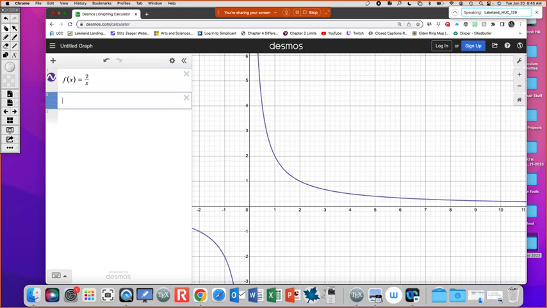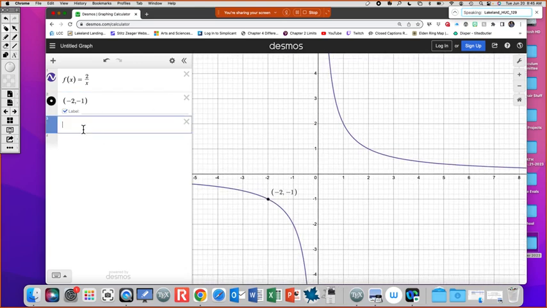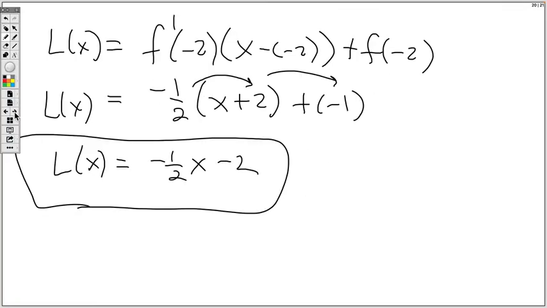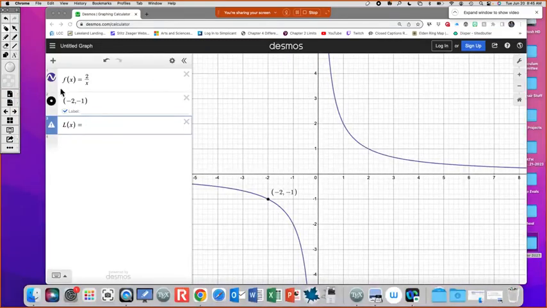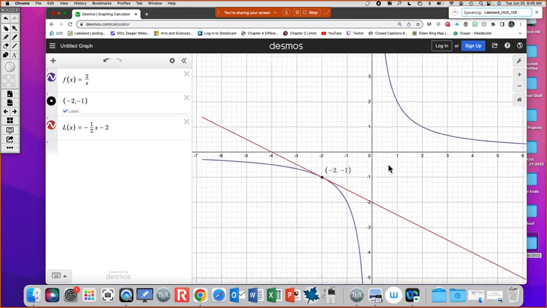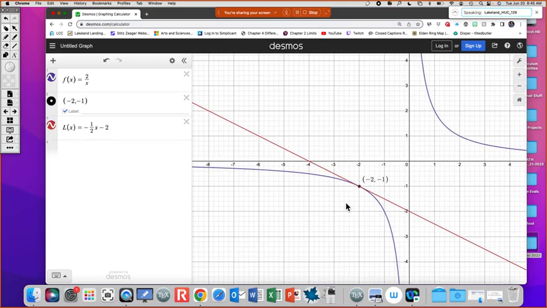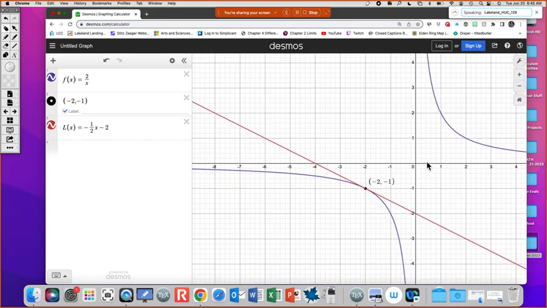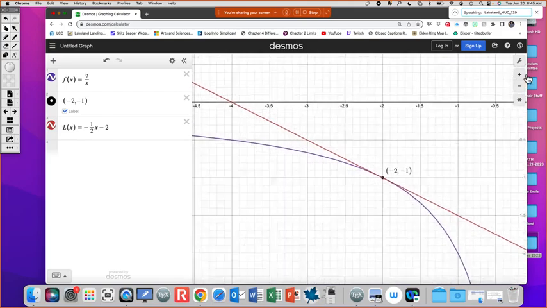Over x. We're looking at the point negative 2 comma negative 1. There it is. Boom. And what did we get for our tangent line? Minus 1/2 x minus 2. So here we go. This is the big reveal. Ooh, there it is. Do you see the local linearity? Right? If you start zooming in on there, what's going to happen?